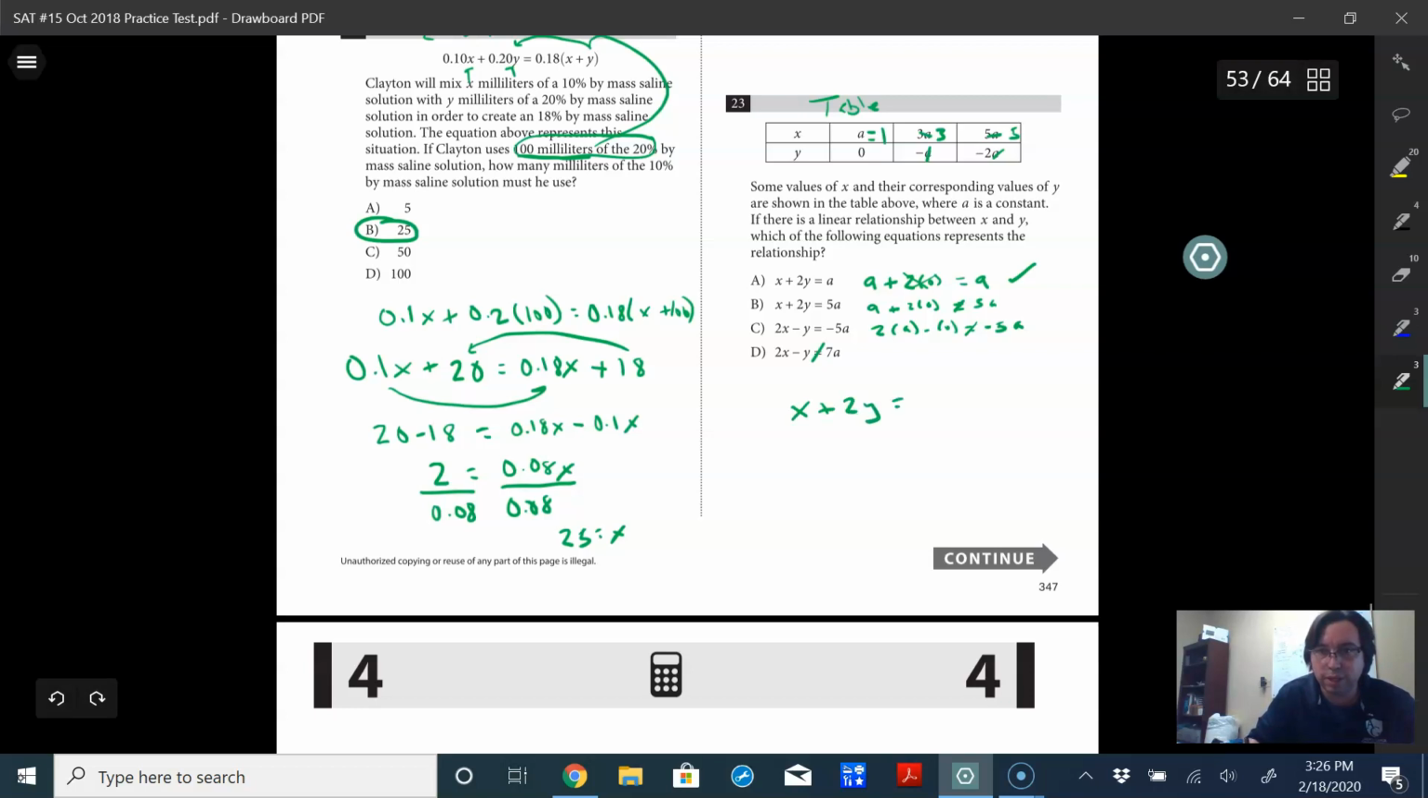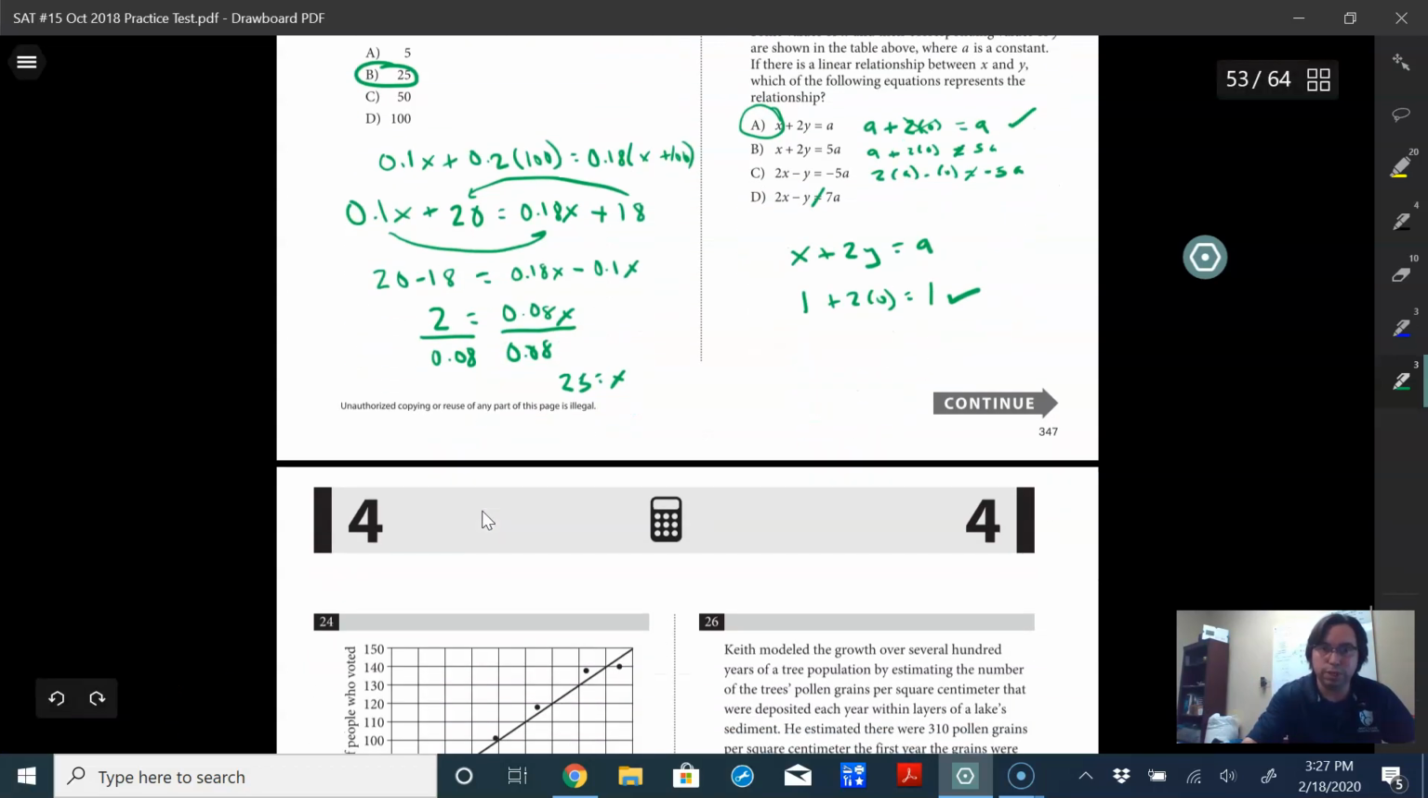So 2y equals A. X here, which in this case is A, which is 1, plus 2 times 0, which we said A is 1. And you see that checks out as well and helps me to answer that one. So you could always make up values for the constant and then replace those and see how they happen to work in the actual equations below.